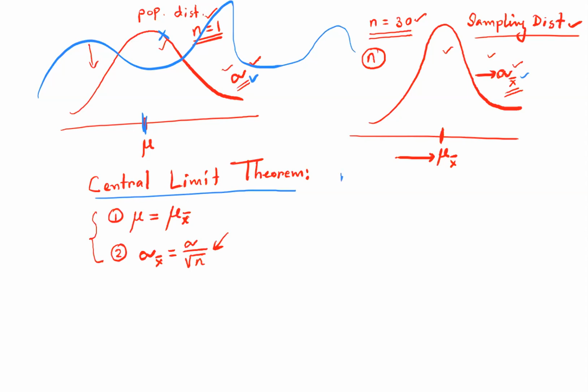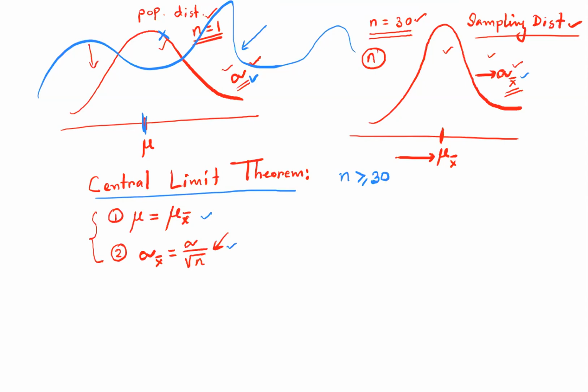Your sample size n must be greater than or equal to 30. If that is the case, these two conditions are still going to hold true, even though the initial population has a shape that is unknown. That means it's not normal for sure, okay?